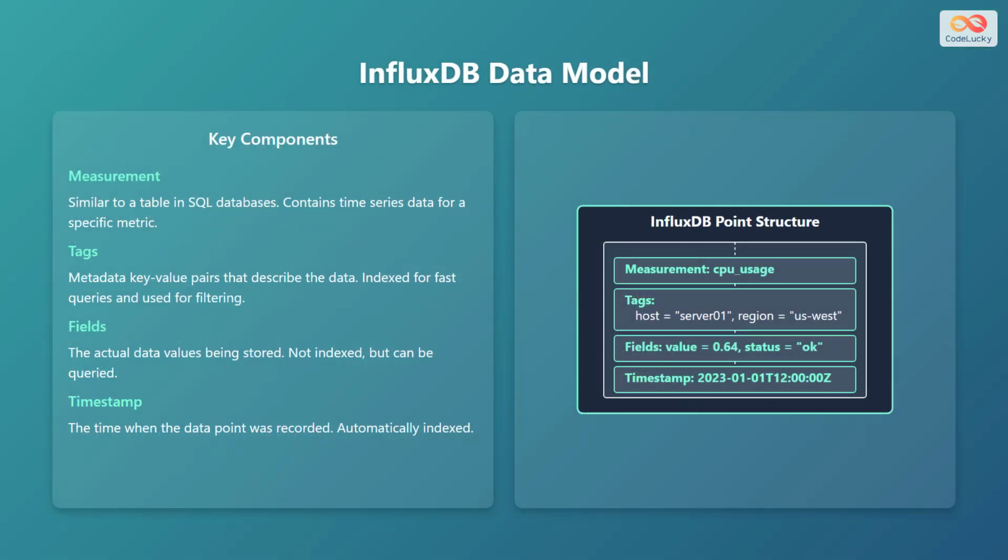InfluxDB organizes data using a specific data model optimized for time series. The key components are measurement, which is similar to a table in SQL databases, and contains time series data for a specific metric. Tags are metadata key value pairs that describe the data. They are indexed for fast queries and used for filtering. Fields are the actual data values being stored, not indexed but can be queried. Timestamp is the time when the data point was recorded and is automatically indexed.